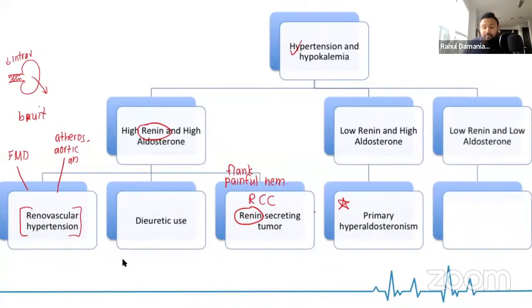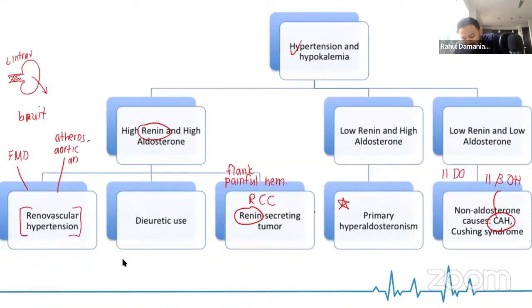Finally, you are going to have a scenario where you have low renin and low aldosterone. And in this case, you are going to be thinking of non-aldosterone causes of hypertension and hypokalemia. So things like congenital adrenal hyperplasia, things like Cushing syndrome, all of those can cause you to have hypertension and hypokalemia. Specifically, when you're thinking about congenital adrenal hyperplasia, remember that these patients are likely going to have 11 beta hydroxylase deficiency, and that is going to be due to the fact that you have 11 DOC, and that 11 DOC is going to act like a weak mineralocorticoid.